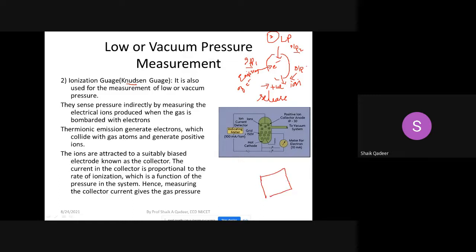So here the inputs are two things: one is electrons, another one is low pressure gas molecules. So this is our Knudsen gauge. What is the output? Positive ions. Hope it is clear to everybody. We try to measure these positive ions using this collector.